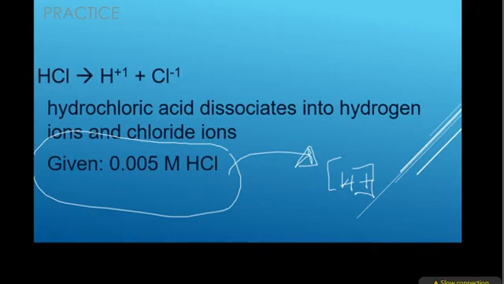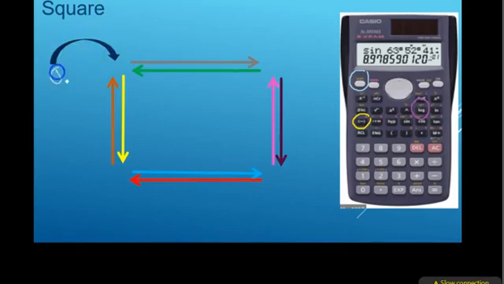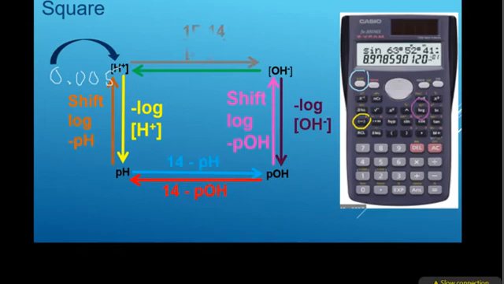So 0.005 is the question that I'm going to jump in with. So 0.005. That is my hydrogen ion concentration. So if it's 0.005, then I want to go down. It means I'm going to take the negative log of 0.005. So I'm going to take the negative button, log button, 0.005, and the equal button.